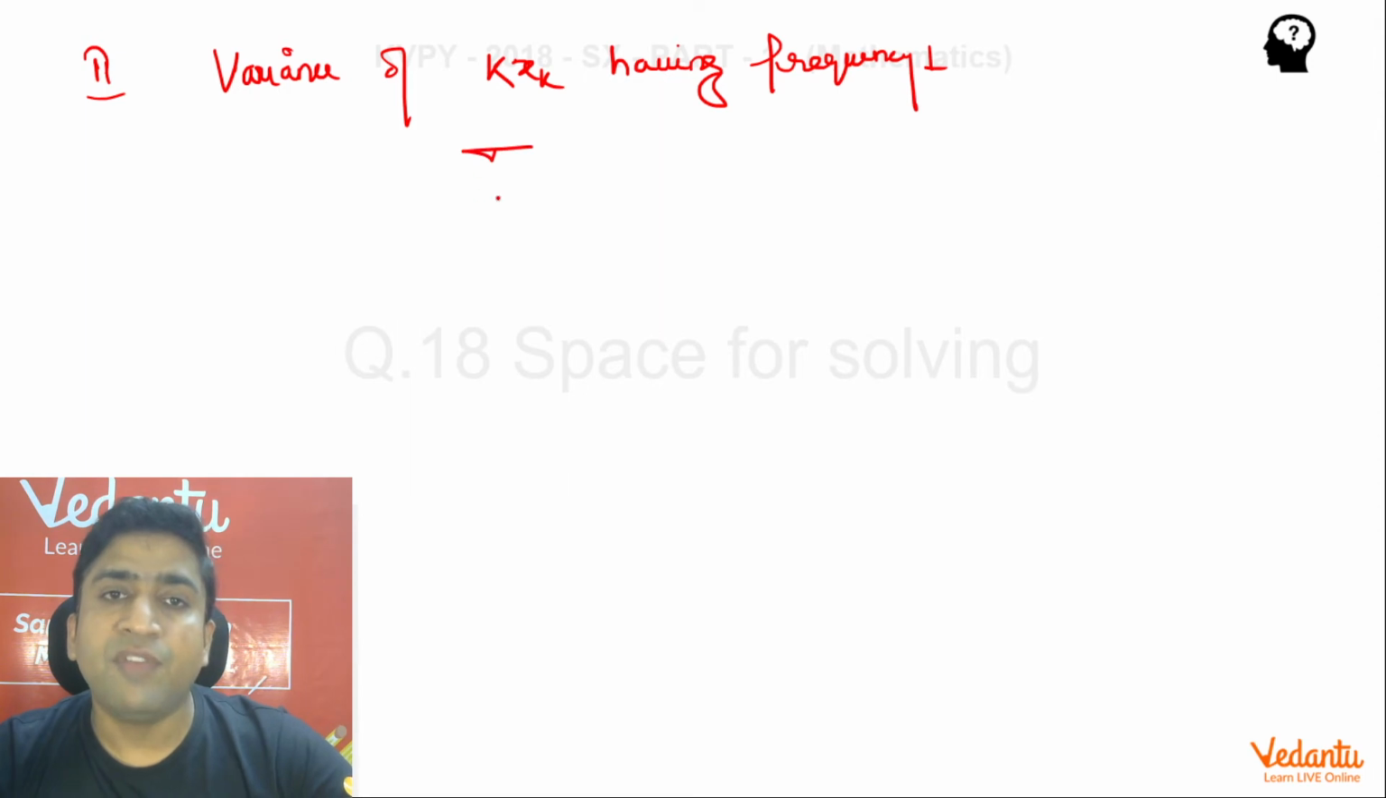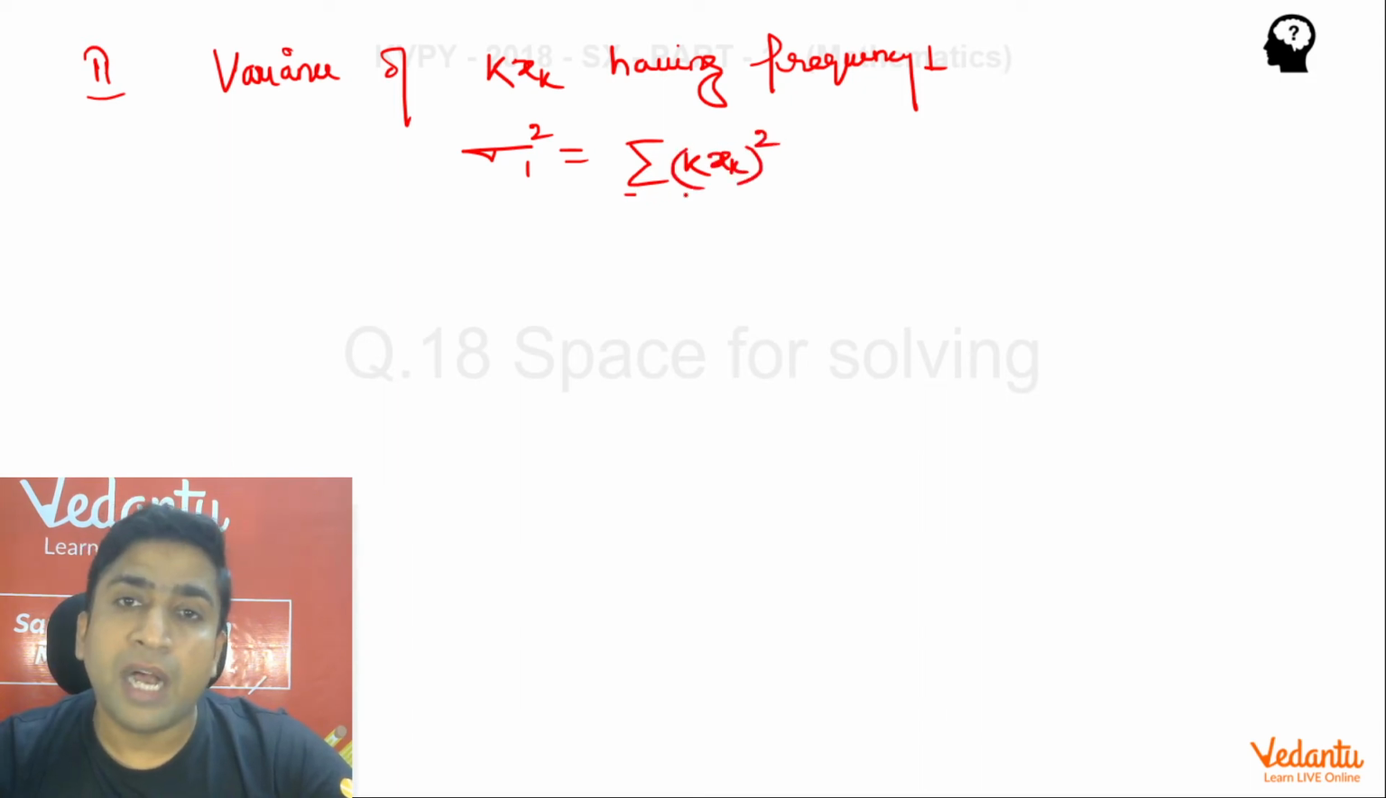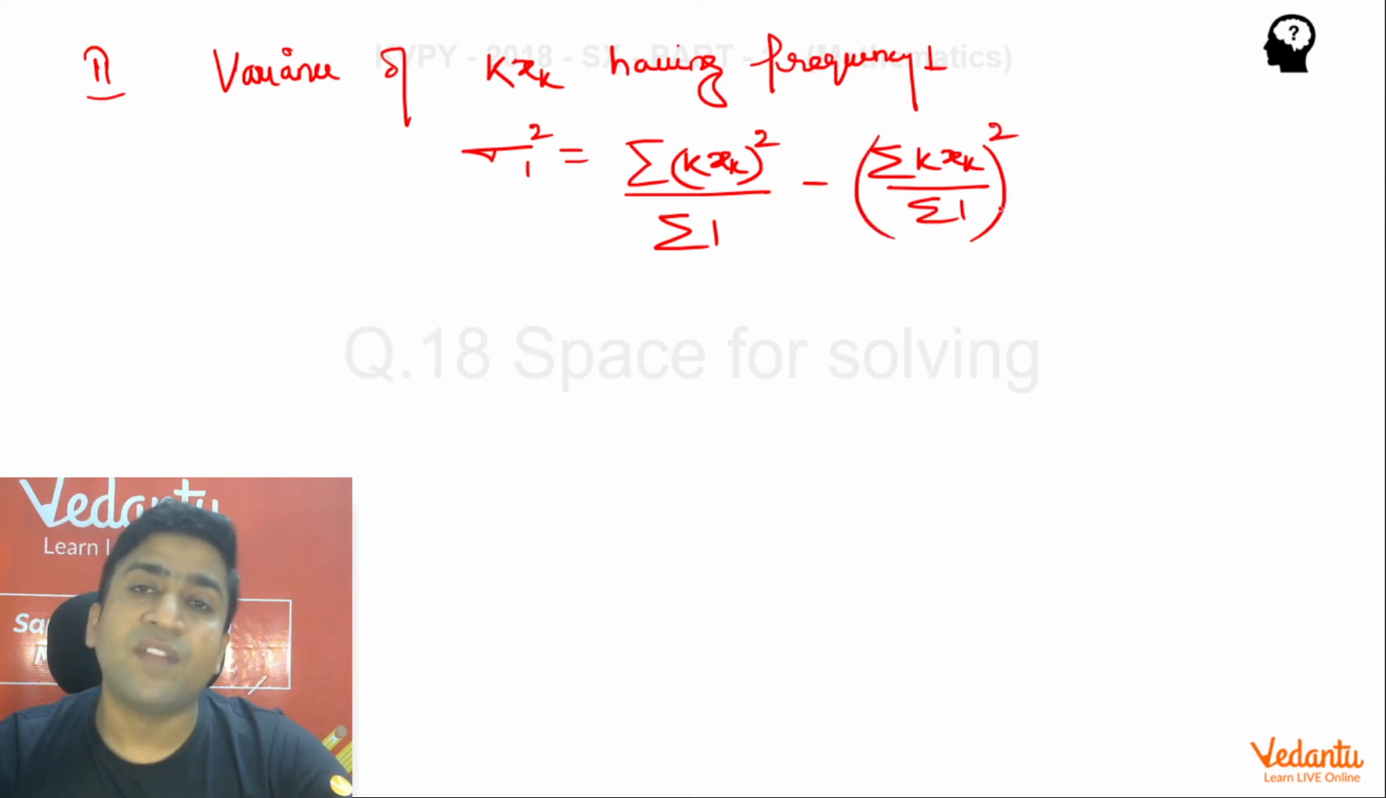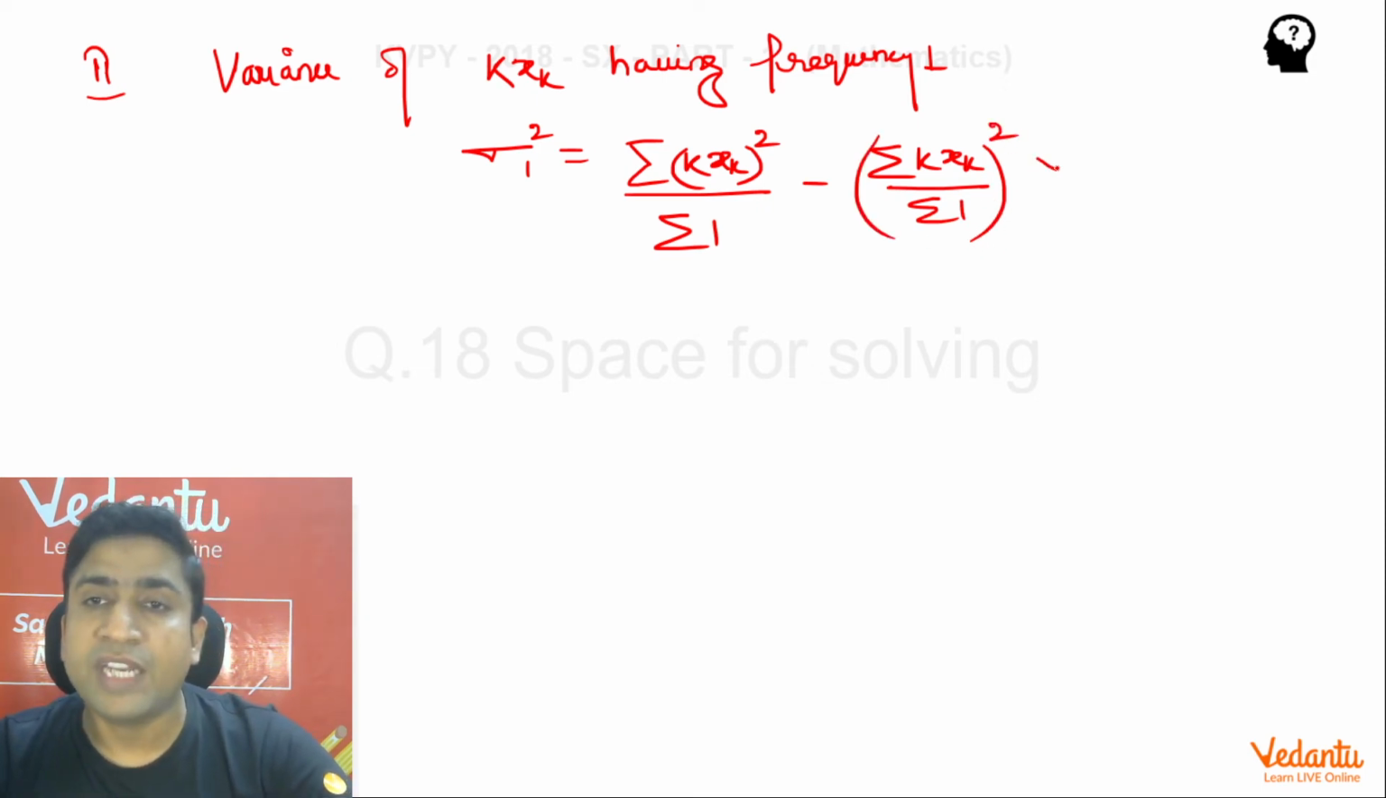guys, I'll write down my variance as sigma 1 square as, just try to visualize. I'm going to write sigma. If the frequency is 1, the variable is k xk, so I'll write sigma 1 times k xk complete squaring, and then minus the average, that is the mean, for which I'll write sigma k xk upon sigma 1, and then complete squaring. So ideally this is the value of the variance, sigma 1 squared. Technically this whole value is going to be greater than or equal to 0.